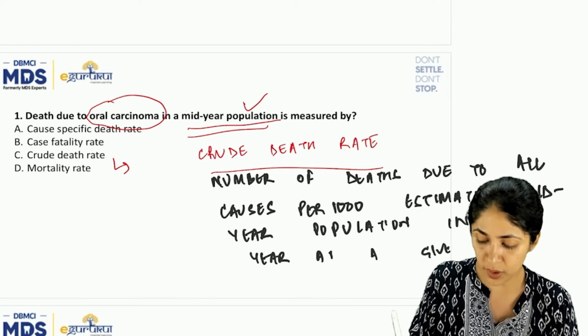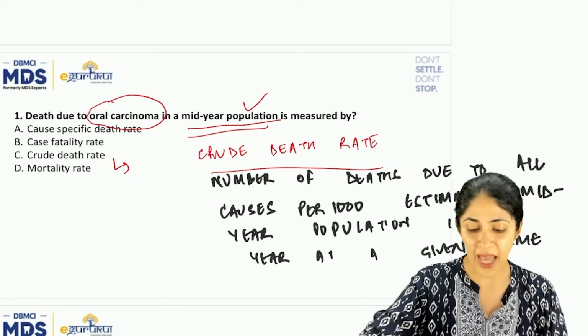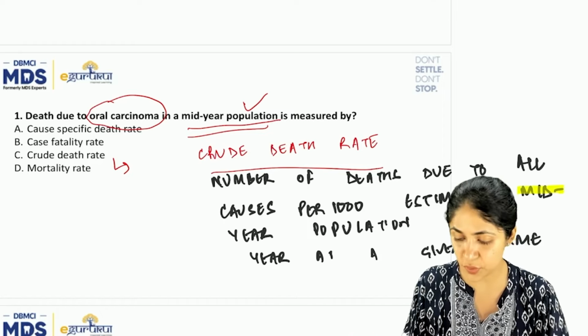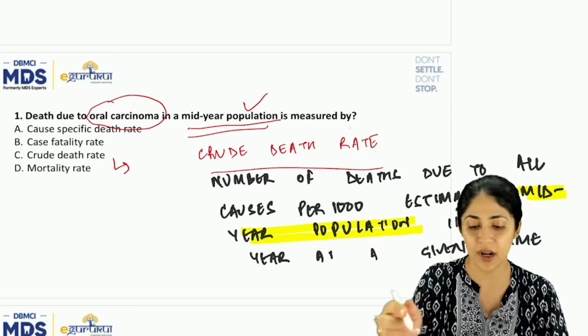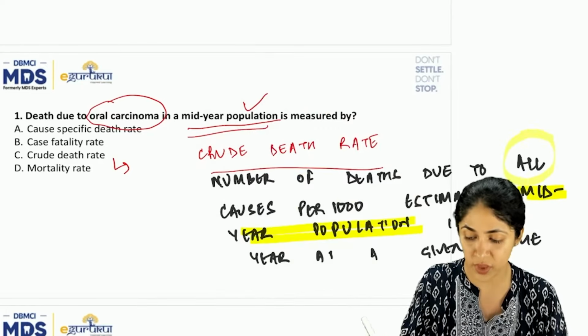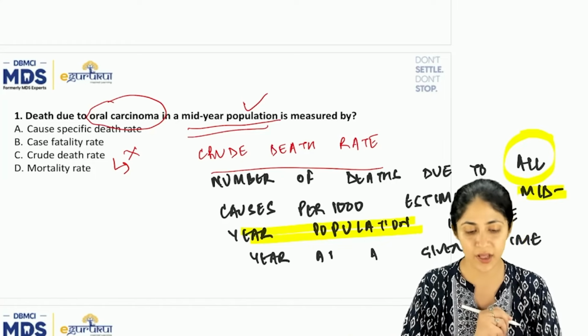Now, if we talk about the question here, we have a mid-year population, which is the denominator, so that is common here, all right. But here the cause is oral carcinoma, whereas crude death rate is due to all causes, so it will not be crude death rate, okay, our answer.